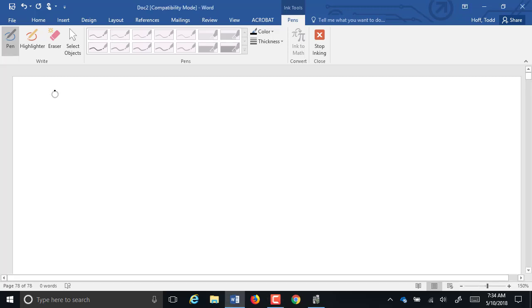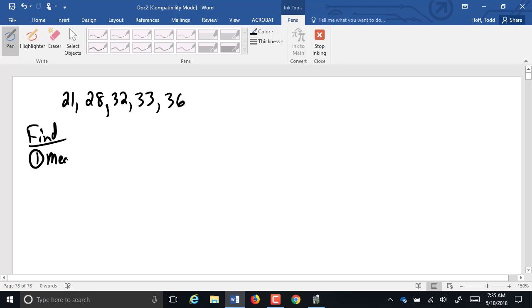Just for fun, let's do some review. I want you to find the median, and I should write that. And the standard deviation.